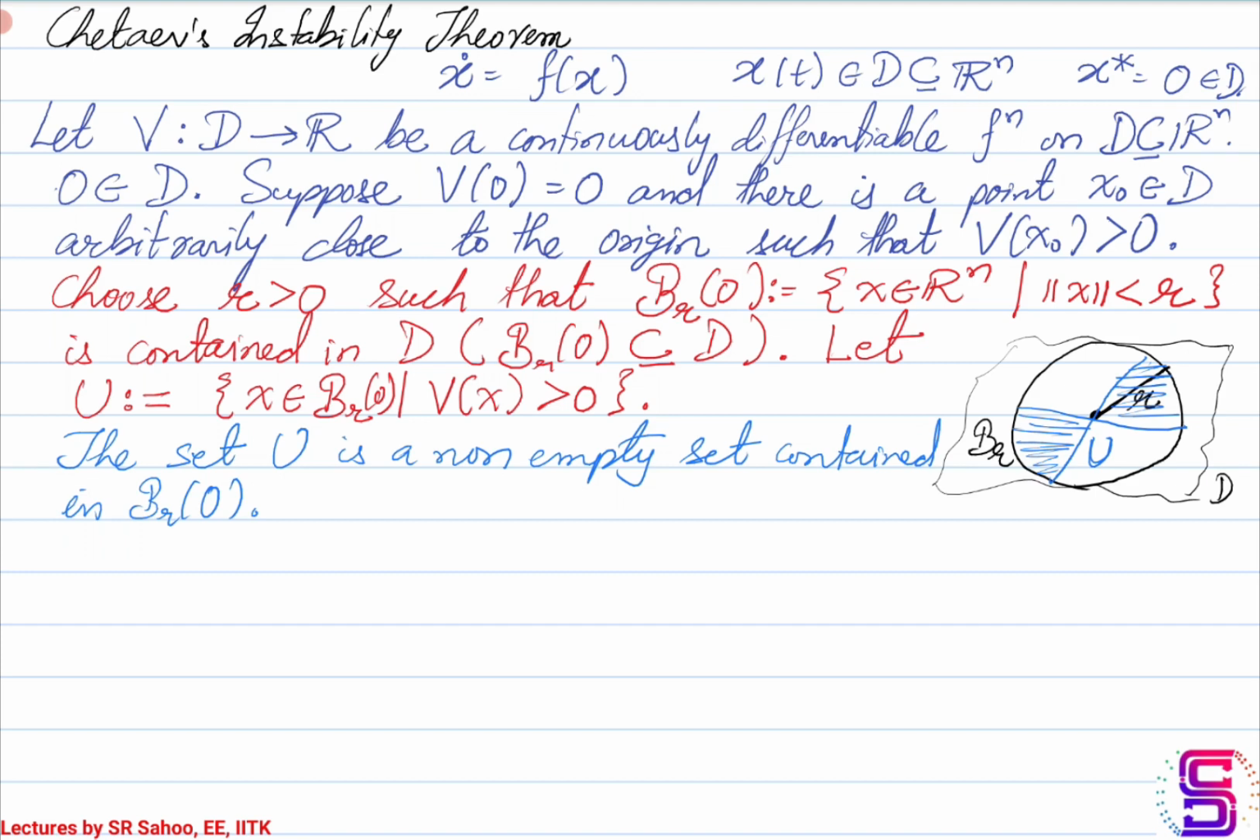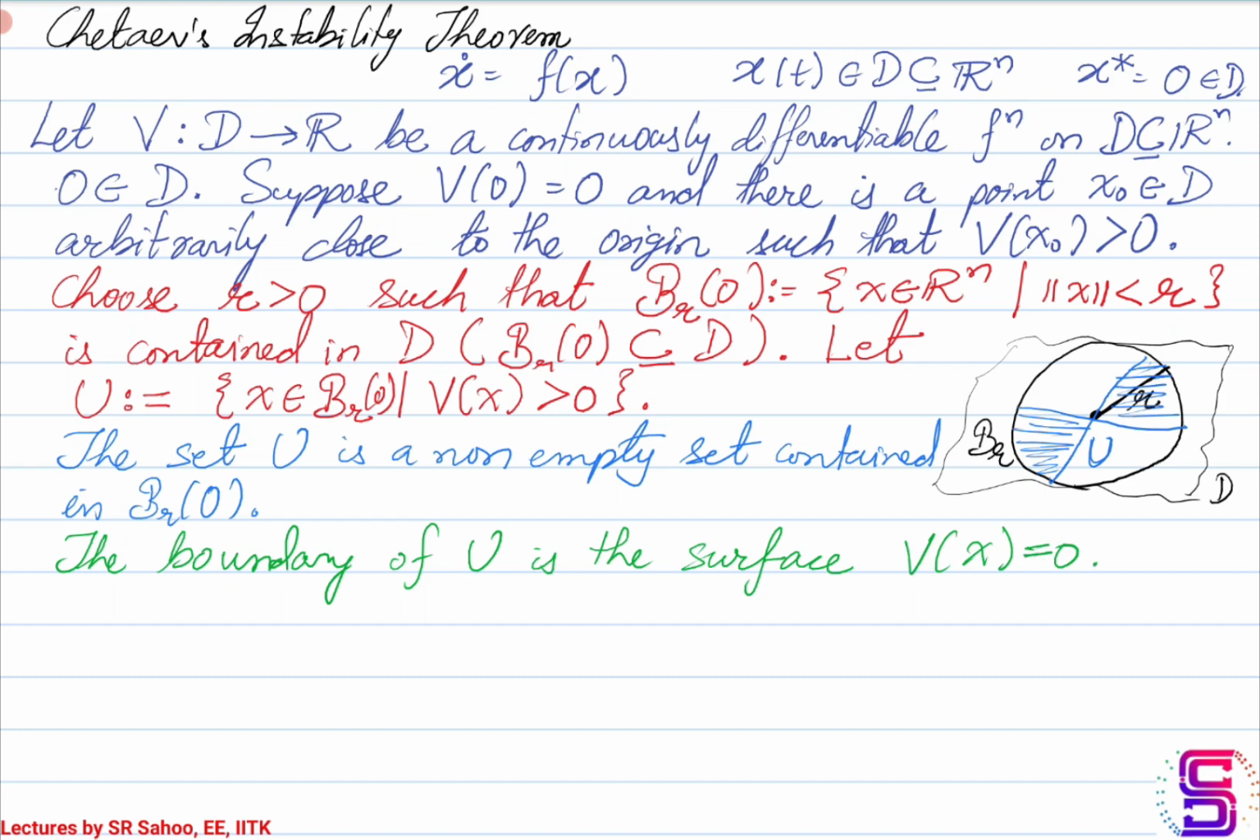Okay, now what is the boundary of U? Once you have the set U, the boundary of the set U is the surface V of x equal to 0, and the sphere norm of x equal to r.